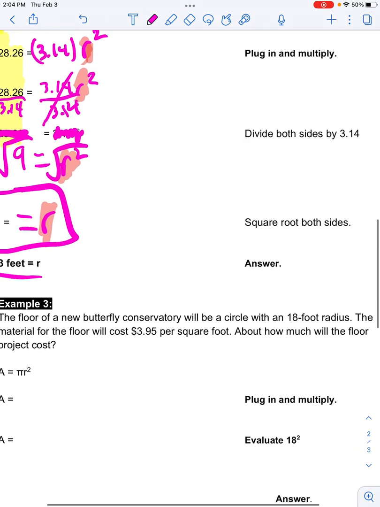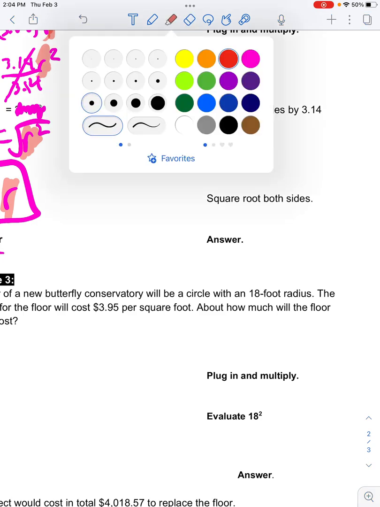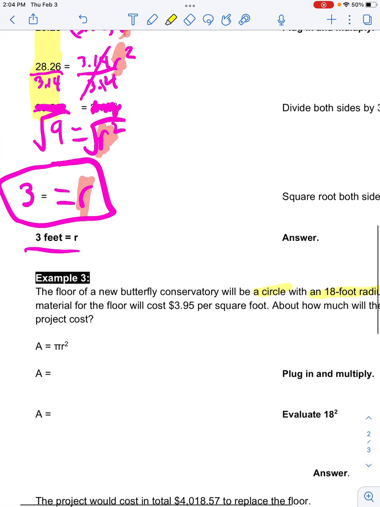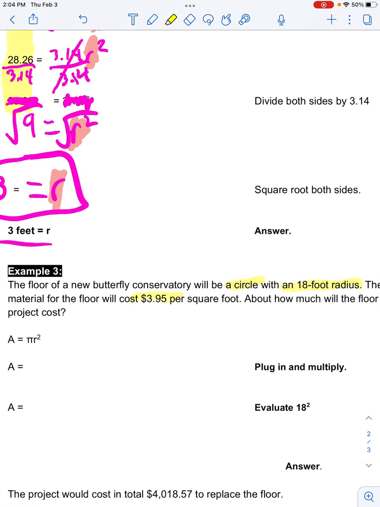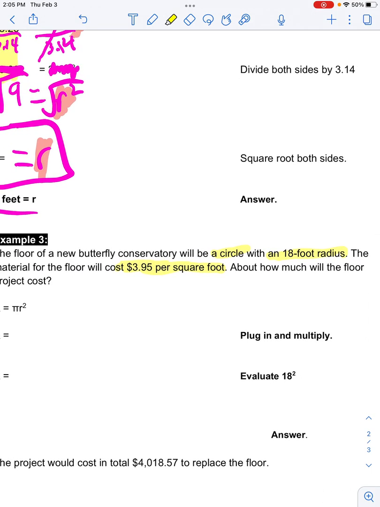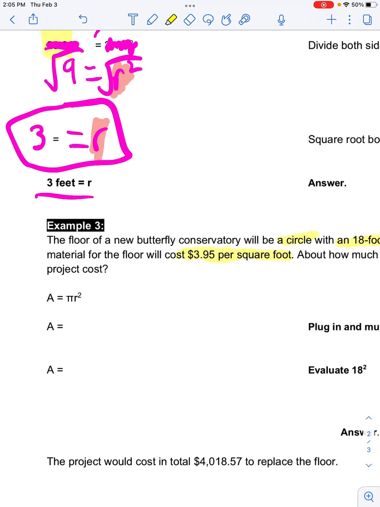The floor of a new butterfly conservatory will be a circle. All right, so that's probably going to be important. With an 18-foot radius, the material for the floor will cost $3.95 per square foot. About how much will the floor project cost? So again, because we're trying to find the total area of the circle, we're going to be searching for the area. We're not looking for the outside. We're looking for the space inside for the butterflies.